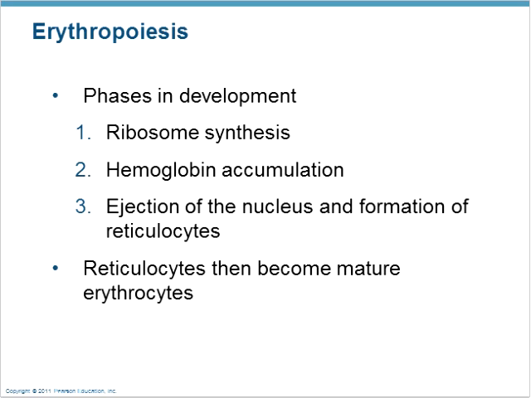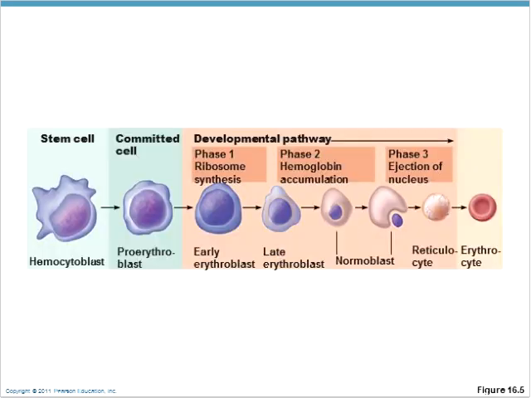The phases of development of erythropoiesis: there's ribosome synthesis. The hemoglobin begins to accumulate within the red blood cell. There's an ejection, a breakdown, if you will, of the nucleus, and the formation of what are called reticulocytes. Reticulocytes are really red blood cells with remnants of the nucleus still in them. It's not functional. It's like the shell of the nucleus without the contents. It's like the skeleton of the nucleus, so to speak. And the reticulocytes then become mature erythrocytes because that skeleton also disappears.